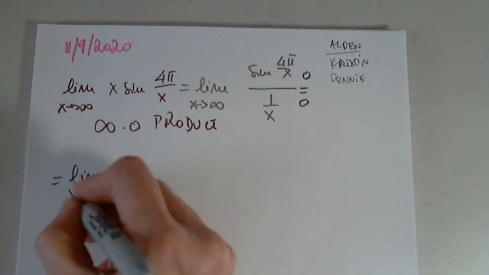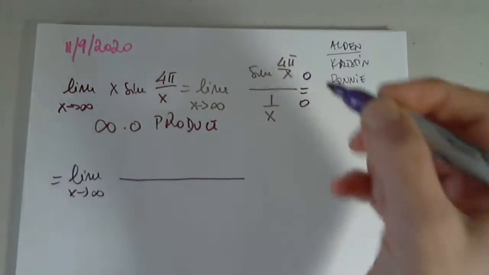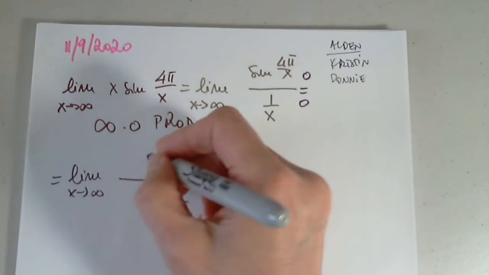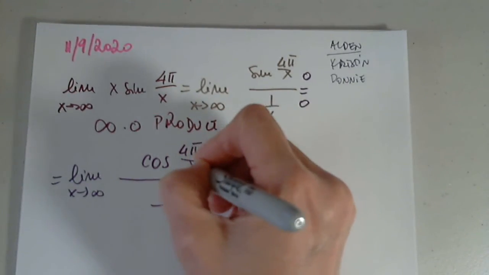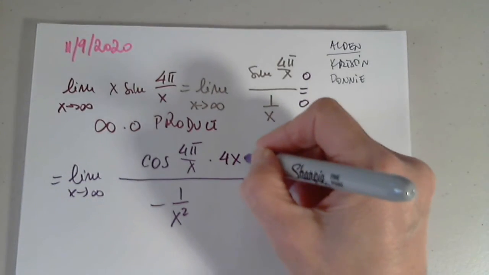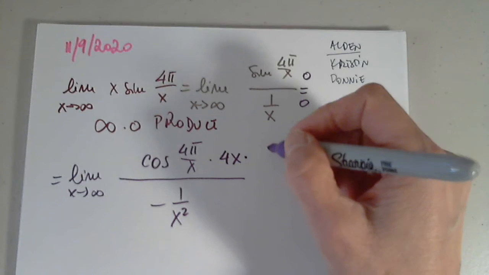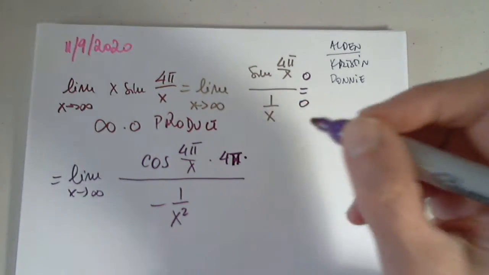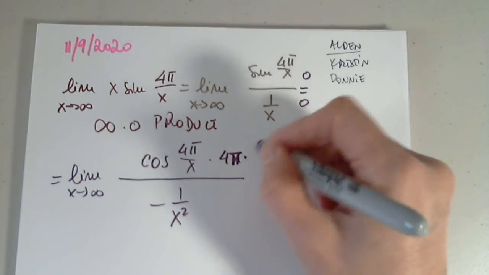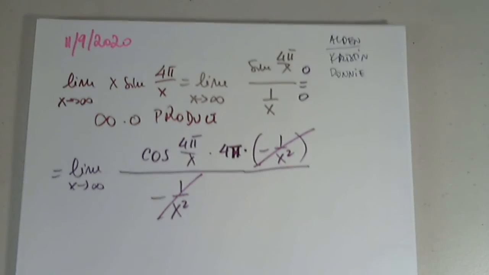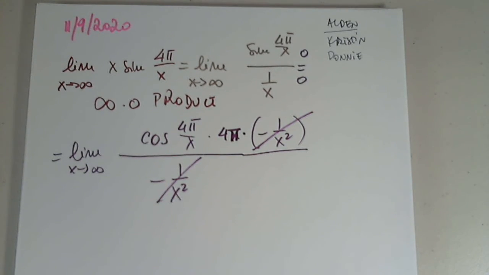So this is the limit as x approaches infinity. When I differentiate 1 over x, I get negative 1 over x squared. When I differentiate sine, I get cosine of 4 pi over x. But now I have to differentiate the inner function, which is 4 pi times 1 over x prime, which is negative 1 over x squared. And I like this because these two go away. They are the same quantity at the top and in the denominator.